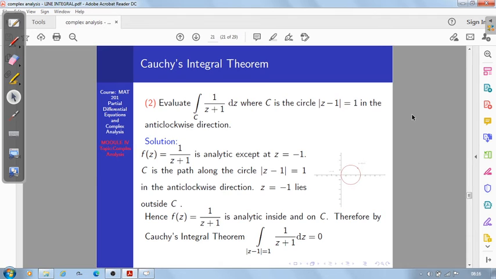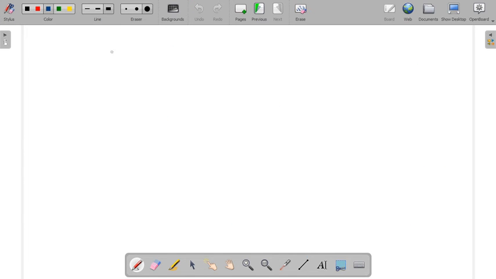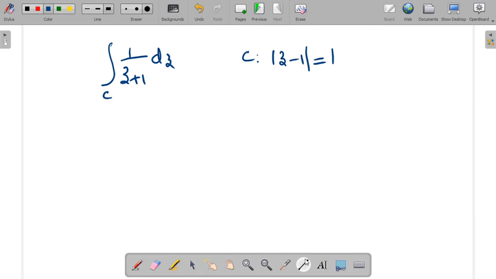Now consider this question: integral over C 1 by Z plus 1 dz, where C is the circle, mod Z minus 1 equal to 1. So our question is integral of 1 by Z plus 1 dz along C, where C is mod Z minus 1 equal to 1.